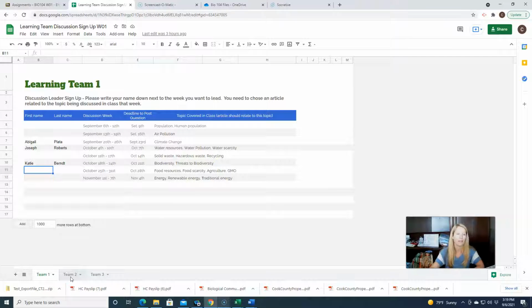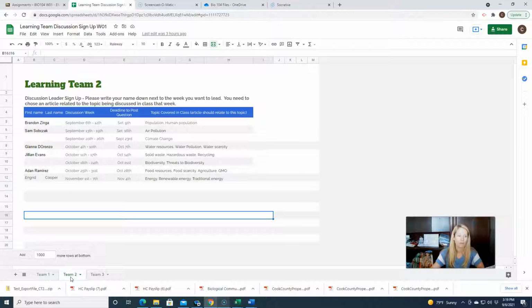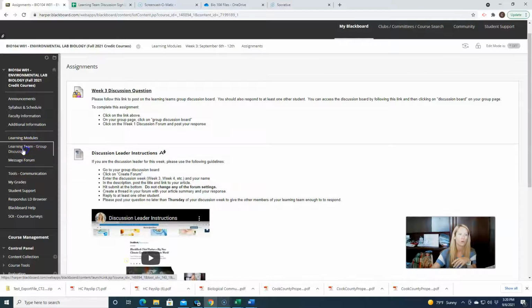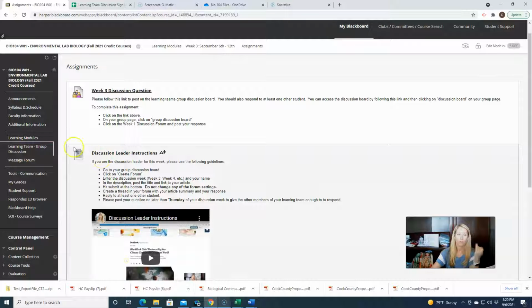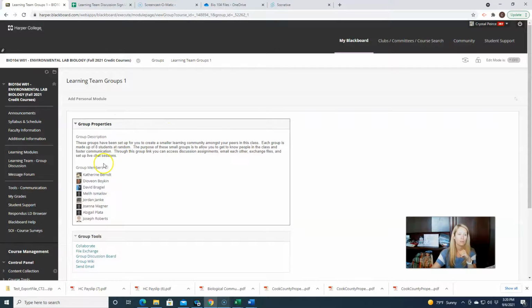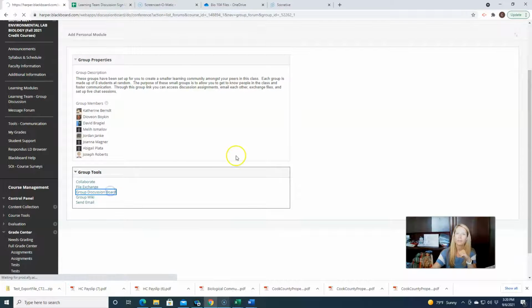So I still have several people from Group 1 that have not signed up to be discussion leader, and even a few people from Team 2. But in any case, please make sure you take care of that. But here's the instructions on exactly how to be team leader. So by Thursday of your discussion week, which is this week, you need to go to your group board, whatever your group board happens to be. Okay, so I am going to go to Team 1 here. So I go to my group discussion board.